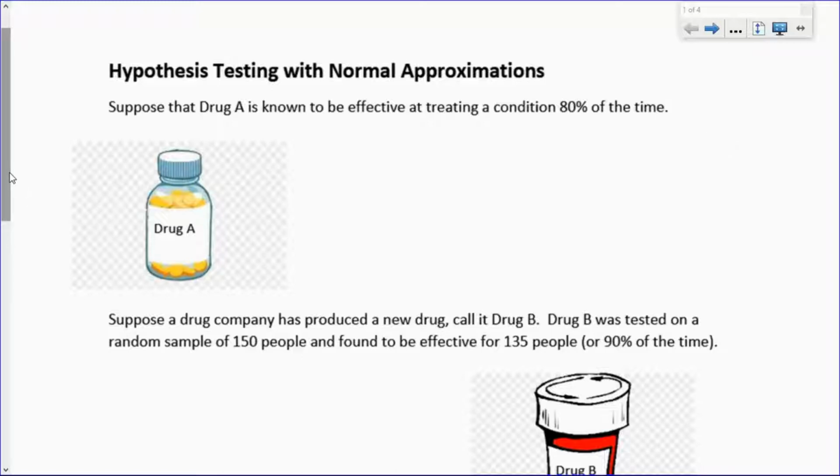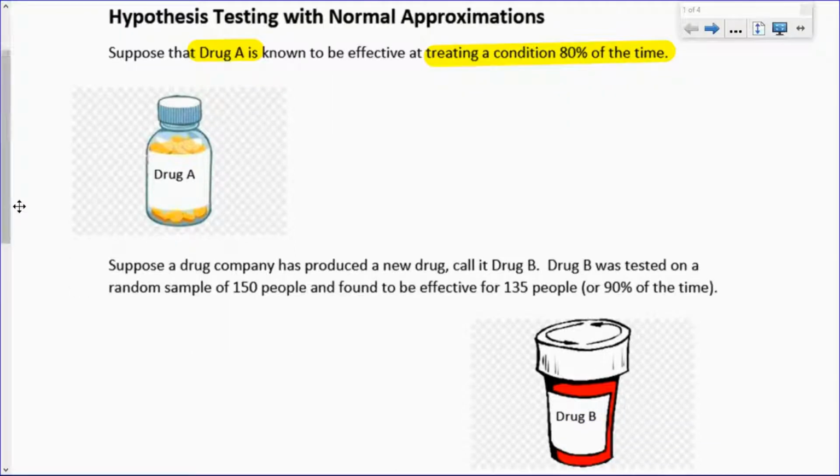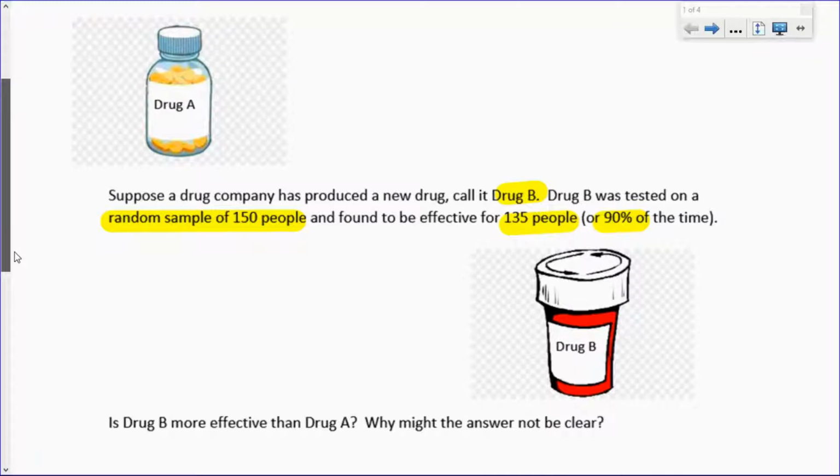Suppose we have some condition and we have a drug out there. We're just going to call it drug A, and it is known to be effective at treating the condition or curing it 80% of the time. Suppose a new drug is produced, and we're going to call it drug B. Drug B is tested on a random sample of 150 people, and it's found to be effective for 135 people, which is 90%. So in some ways, better than drug A. The question is, does that mean that drug B is more effective than drug A? Why might that answer not be clear?